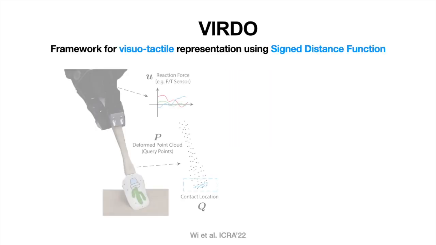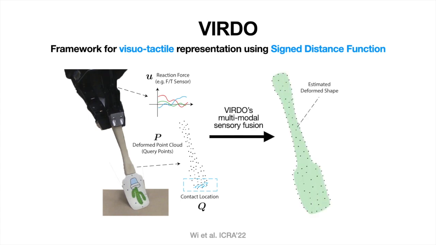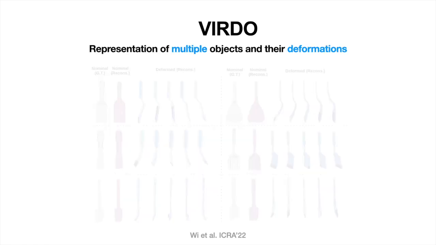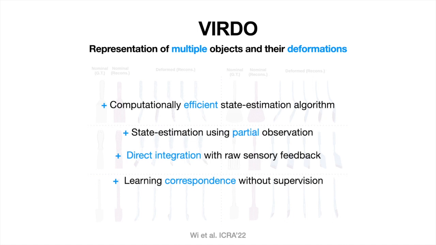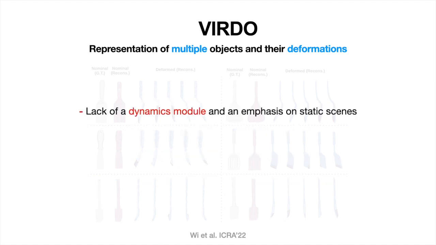VIRDO++ is built on a recent work, VIRDO, which provides a framework for visual-tactile state estimation using implicit neural representation. This approach offers a number of advantages, including computation speed, state estimation using partial information, direct integration with raw sensory feedback, and learning correspondence without supervision. However, it does not address deformation predictions due to the lack of a dynamics model. Also, it is not directly applicable to real-world robotic settings due to the need for the contact patch, which is typically impractical to measure in real-world robotic settings.